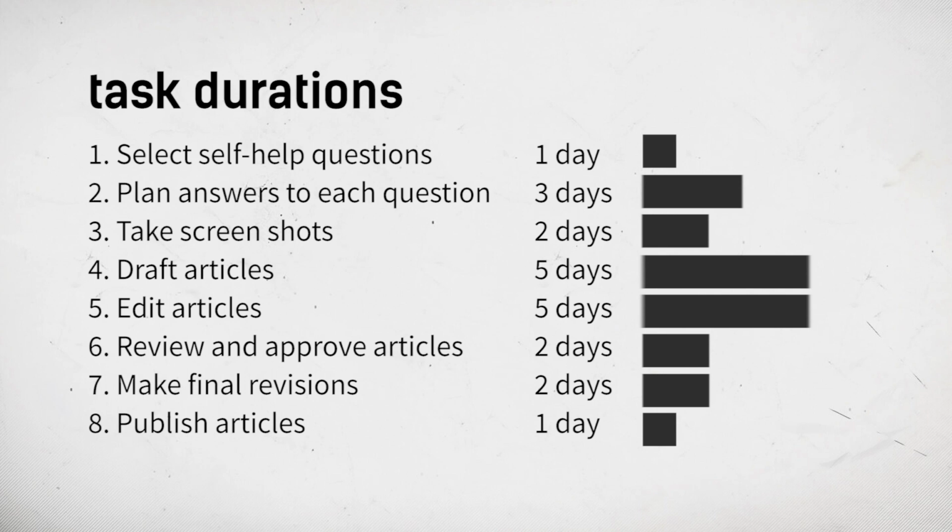Okay, how did you do? Here are the durations that we came up with. 1. Select self-help questions, 1 day. 2. Plan answers to each question, 3 days. Now we're giving a few days here, so whoever is performing this task will have time to walk through each question, find the answer, and capture an outline for each article.